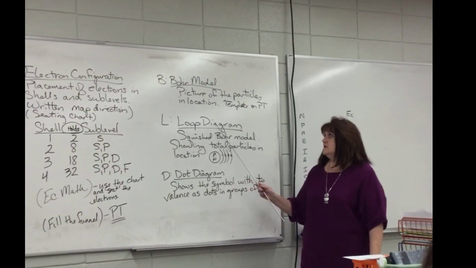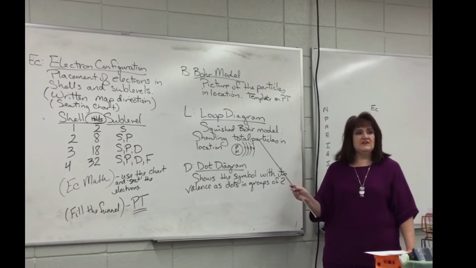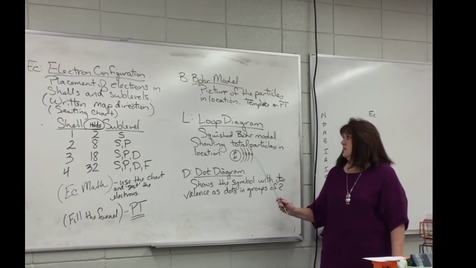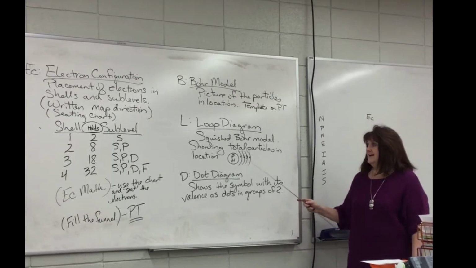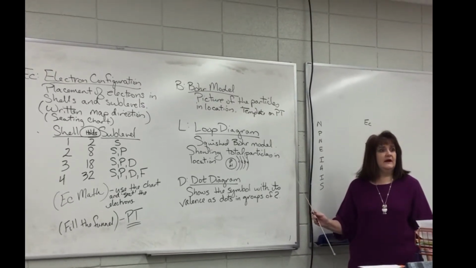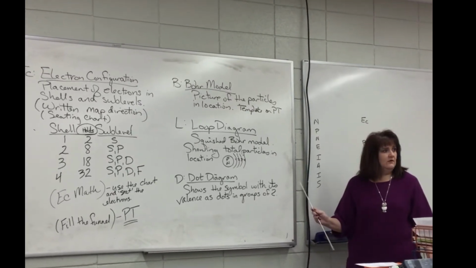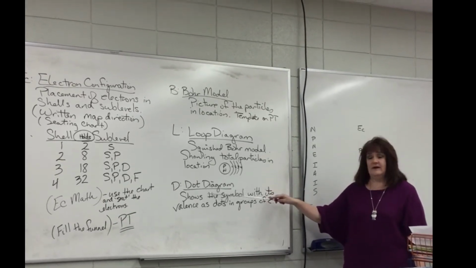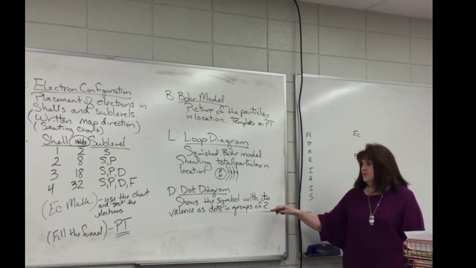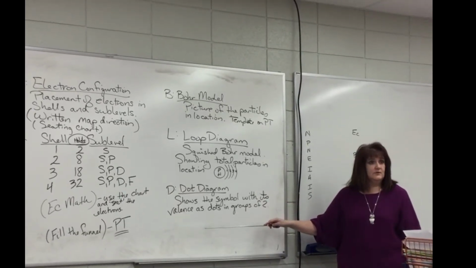The L stands for a loop diagram. It's a squished Bohr model, right? And it shows the total particles. It looks kind of like a sound wave or a Wi-Fi signal, right? And then finally you have the dot diagram. It shows the symbol with its valence in little groups of 2.